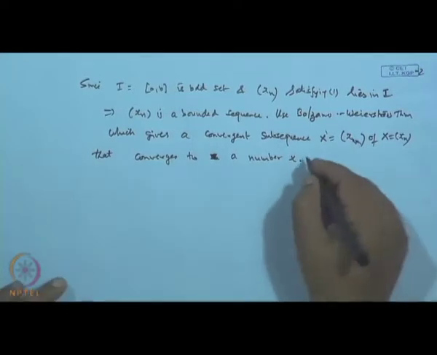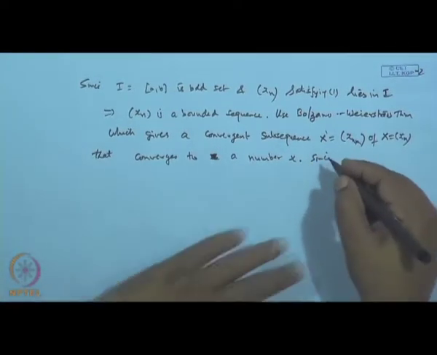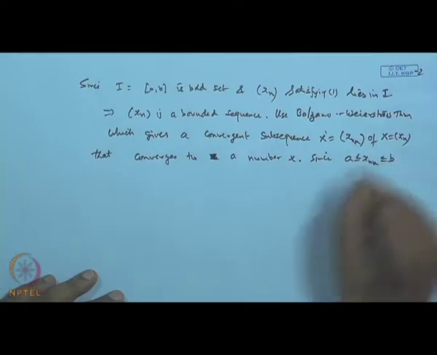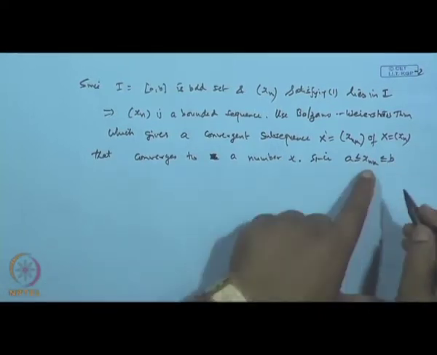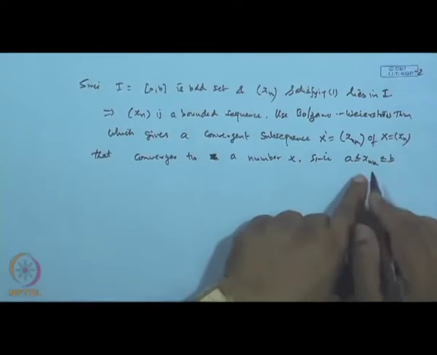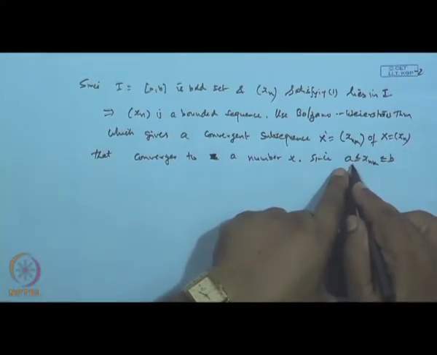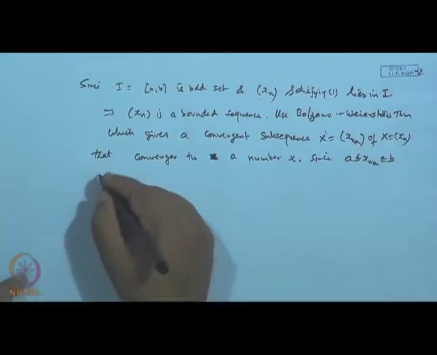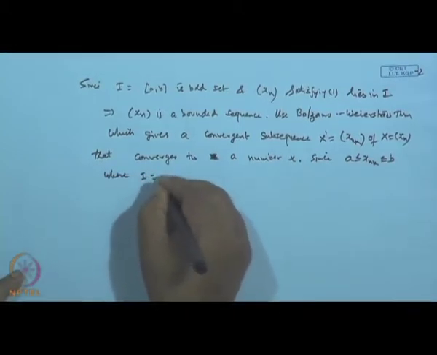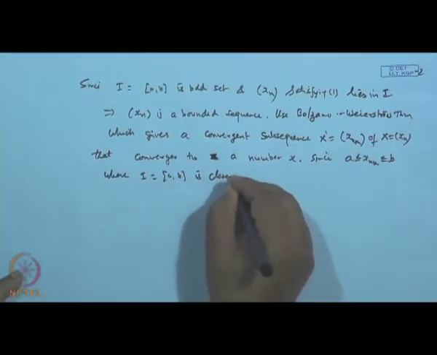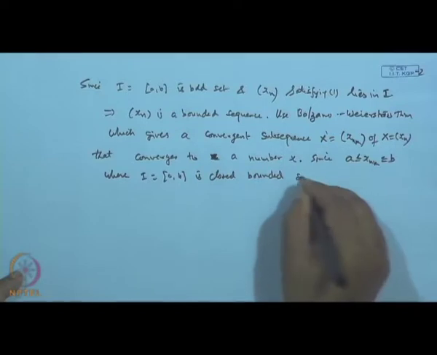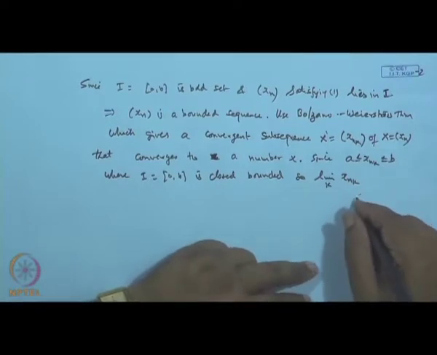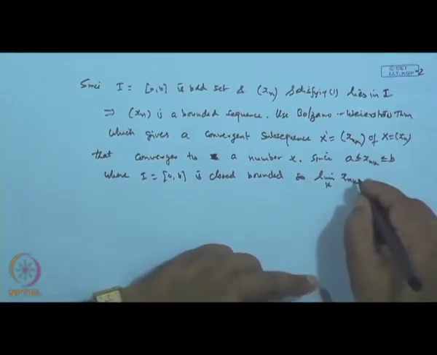Why? Because all these terms of the sequence x_{n_k} lie between A and B. I is a closed interval, and all the terms of the sequence lie within it. So, the limit of this sequence cannot exceed these bounds; it will always lie between these two bounds. So, since I is a closed bounded interval, the limit point of the sequence x_{n_k} over k obviously belongs to I.